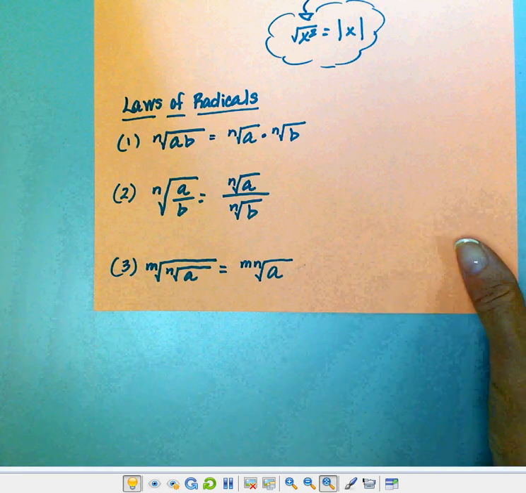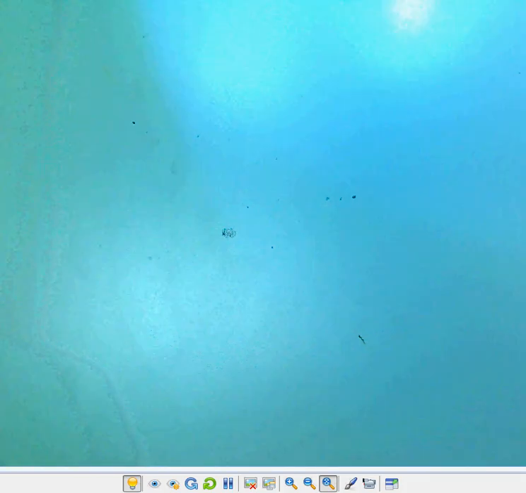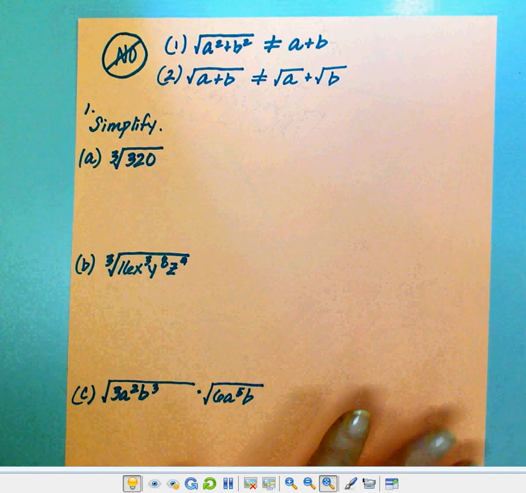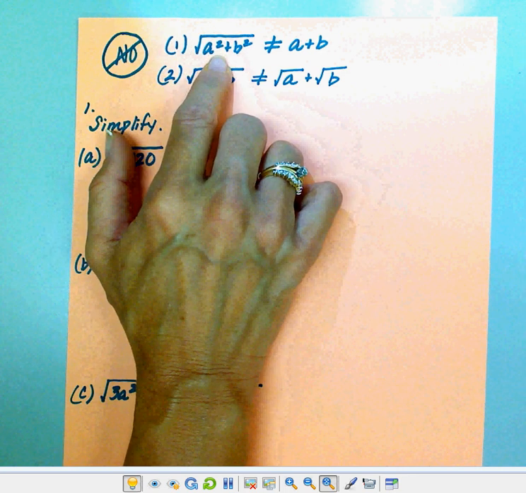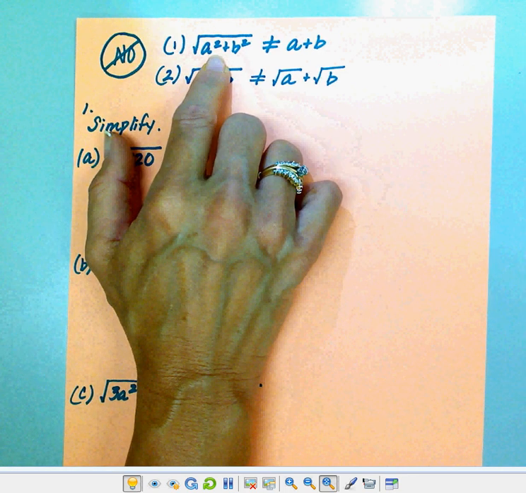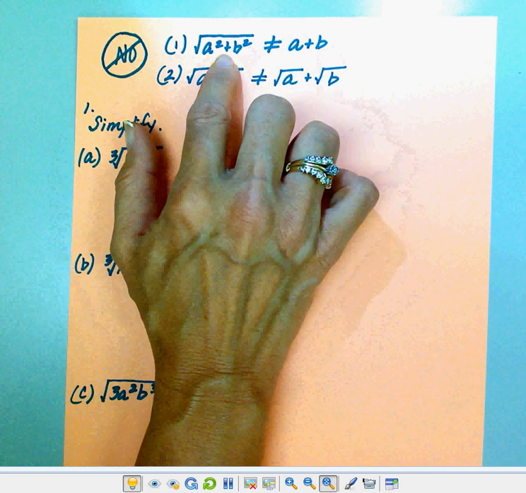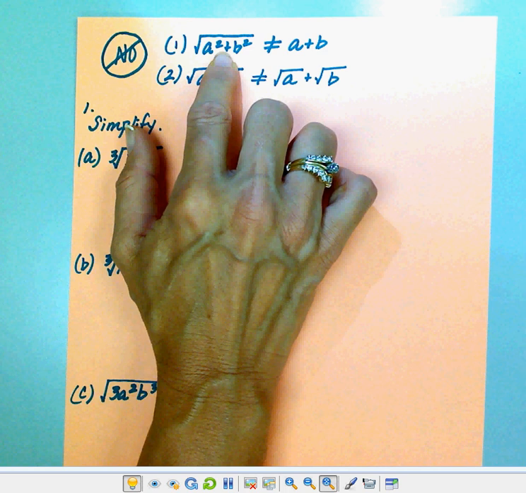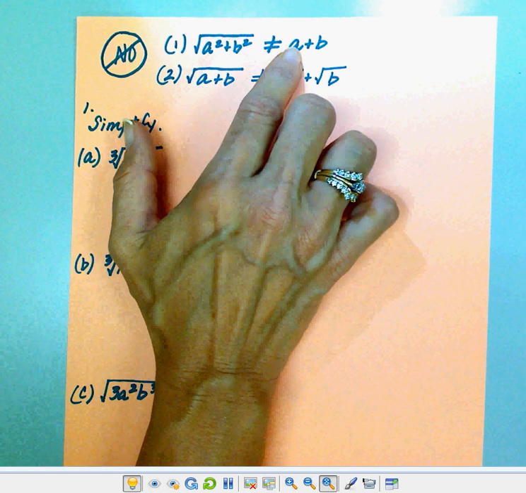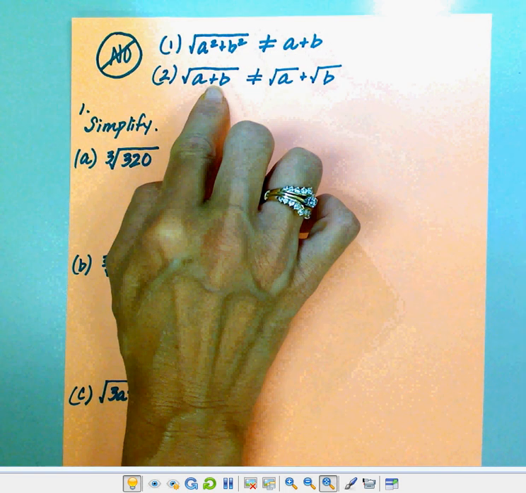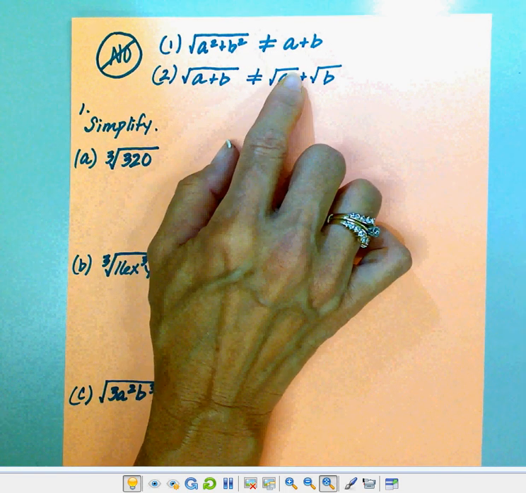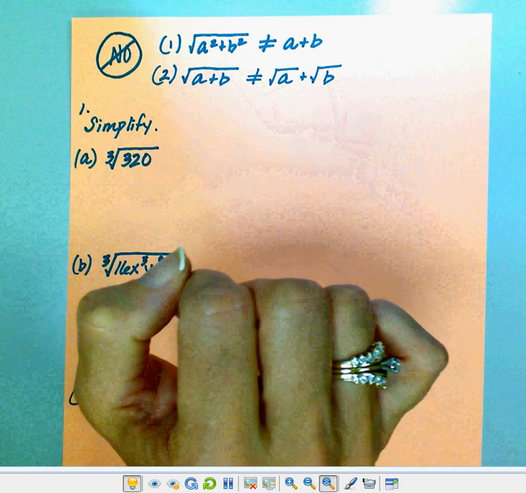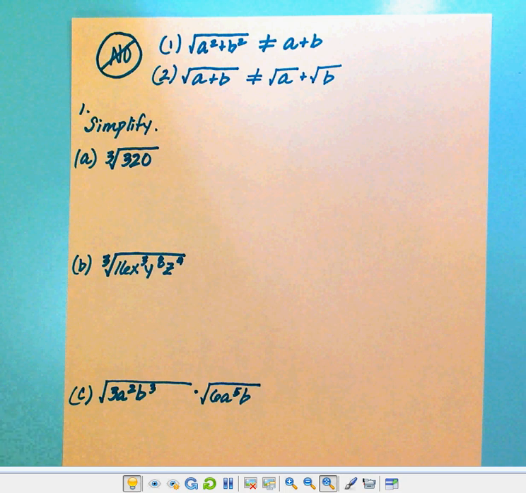And before I get into my examples, I just have a couple of big no's, because these have been common mistakes over the years with students. The first one is students trying to say that the square root of a squared plus b squared is equal to a plus b. That is not the case. We can't factor a sum of squares. It doesn't factor as a plus b times a plus b. So do not try and simplify that. And notice the square root of a plus b does not simplify to the square root of a plus the square root of b. Okay, so just a couple of cautionary be carefuls and don't make mistakes.